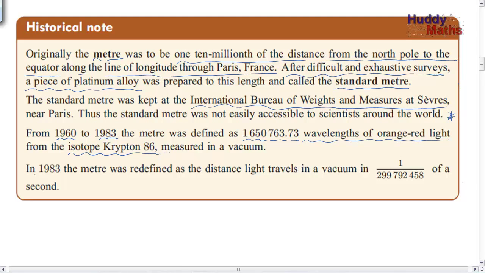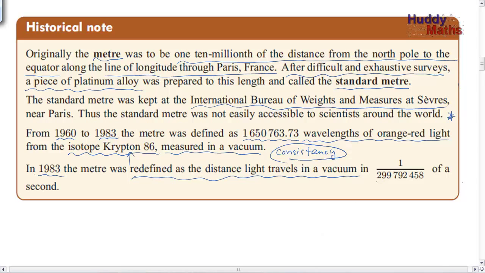And it was to be measured in a vacuum, so there was some consistency there, and anyone around the world could set up the scientific experiment to make sure they had the right wavelength. But then again, one could say, well, Krypton, what if that disappeared from the face of the Earth? Would that be any longer consistent? So in 1983, they redefined it as the distance light travels in a vacuum. So all you need is light. And of course, light travels very quickly.